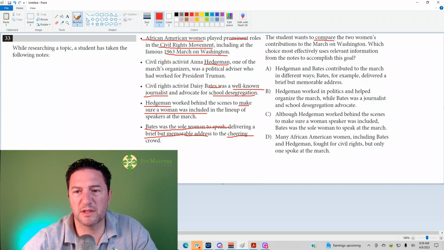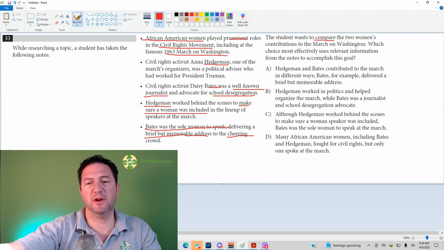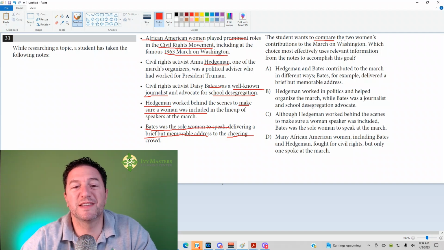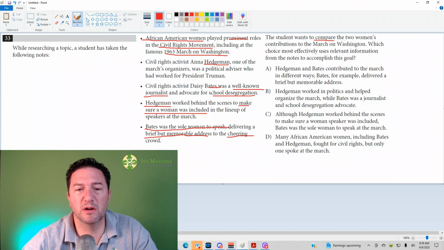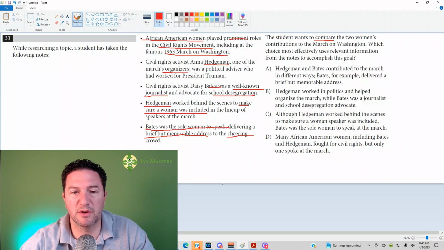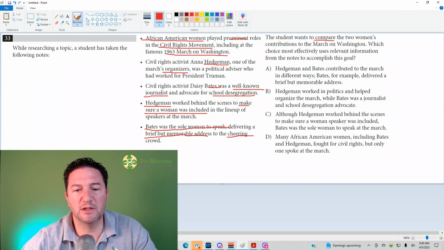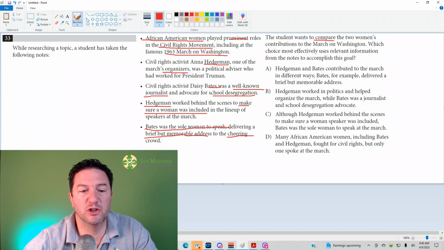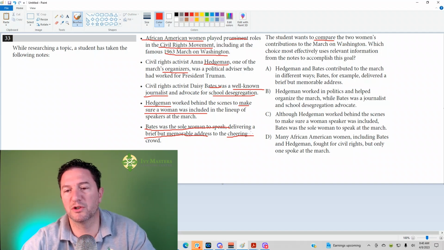So the keyword here is compare. And what you want to do is predict your answer before you look at the answer choices, because answers could be true but still be wrong. Now, if we focus on that word compare, what did Hedgeman do? Well, she was one of the organizers, and I didn't underline this, I should have. And then Bates was the journalist and school desegregationist. So Hedgeman organized to make sure a woman was included, and Bates was chosen. Sole woman to speak, brief but memorable address, people loved it, they were cheering.